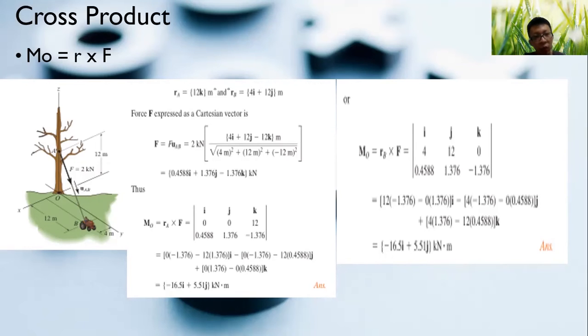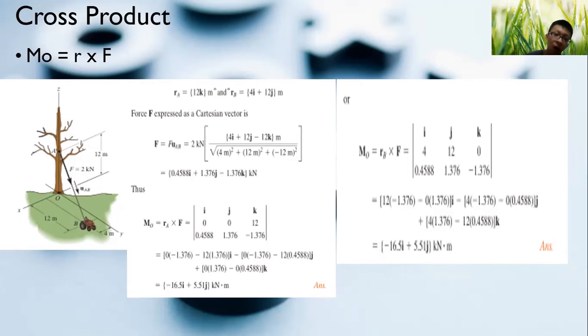So first of all, we need to determine the coordinates of position A and position B, and then we need to find the unit vector, which is the position coordinate divided by the magnitude, and then times 2 kilonewton. F exerted is 2 kilonewton, so we get 0.488 i plus 1.376 j minus 1.376 k kilonewton.